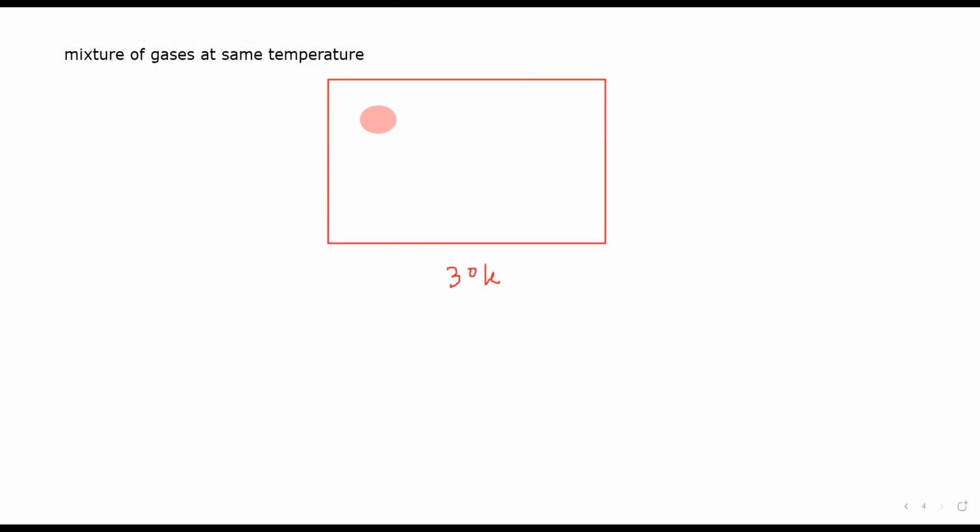I'll use another shade for nitrogen. First, I'm drawing these oxygen. These are molecules, not atoms, just representing the molecules. The reason why I draw different sizes is just to distinguish that they have different masses. So we have oxygen, O2, and we have nitrogen, which is N2. If they are at the same temperature, it means they will have the same kinetic energy.